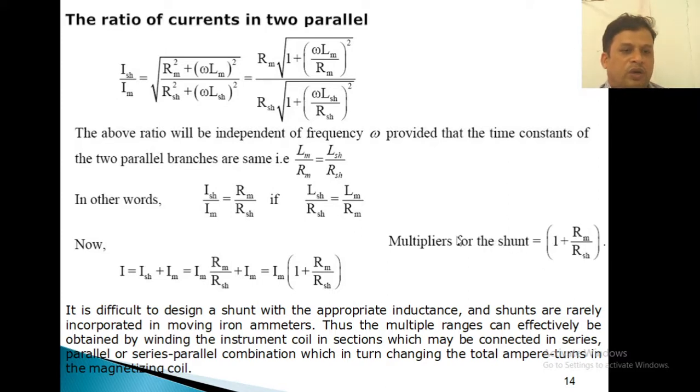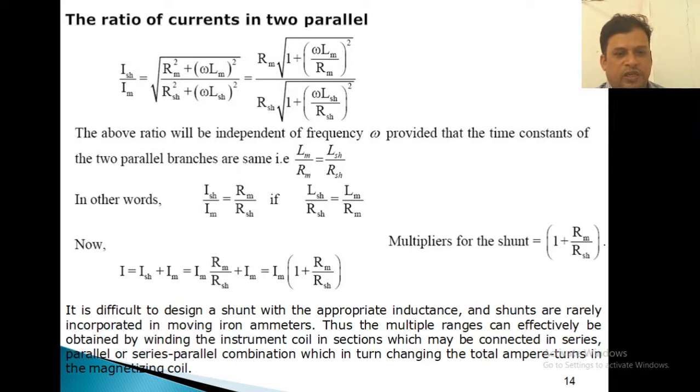If you want to see the current, now I equals ISH plus IM, and in place of ISH you write IM into Rm by RSH, plus IM. From ISH by IM equals Rm by RSH, we replace ISH with IM into Rm by RSH in this equation, and that equals IM into 1 plus Rm by RSH.